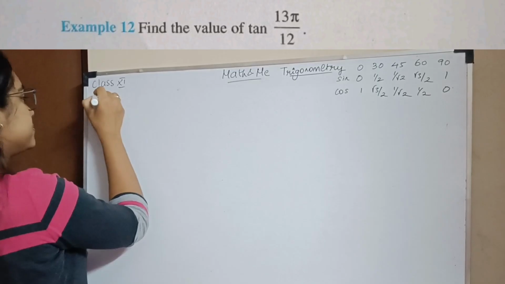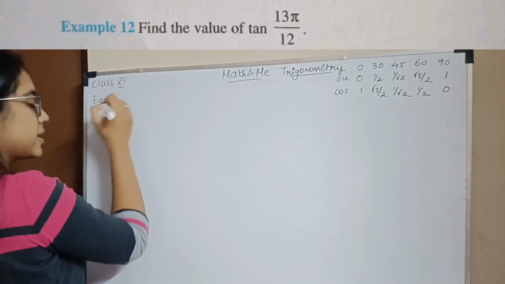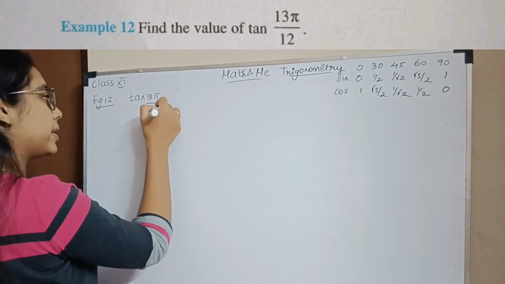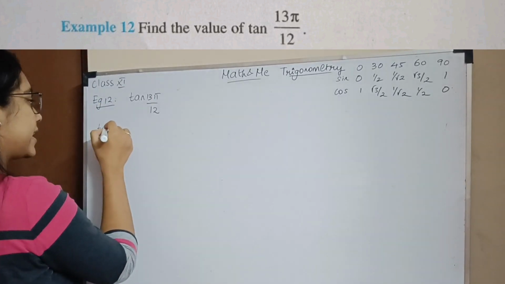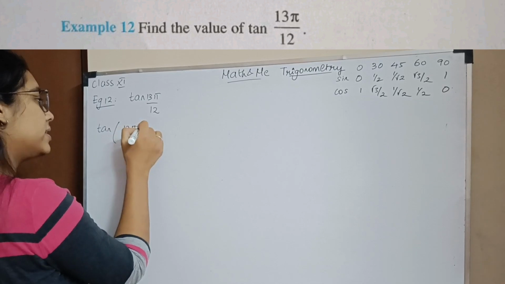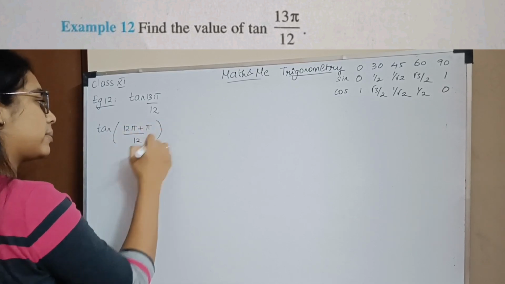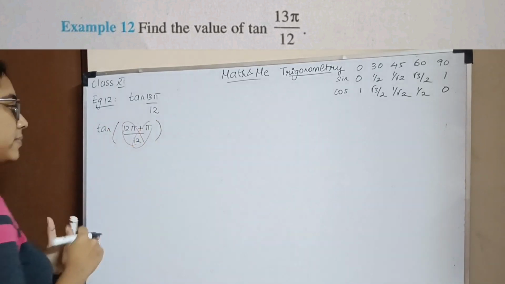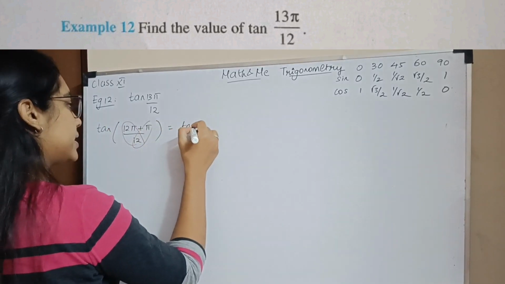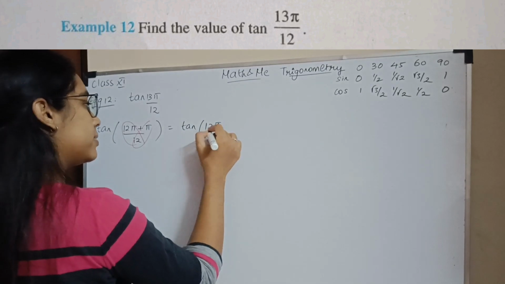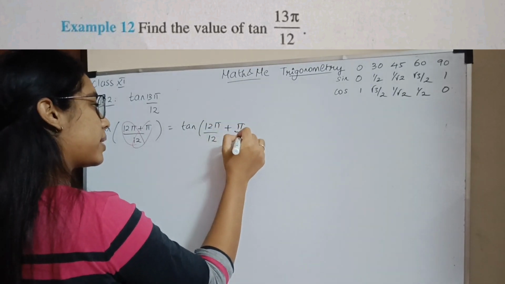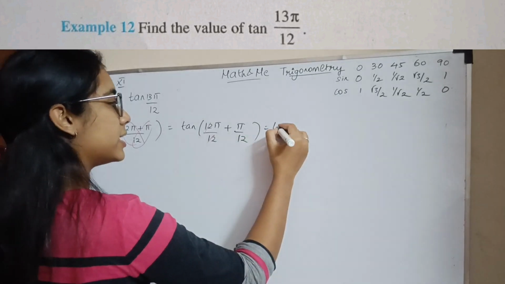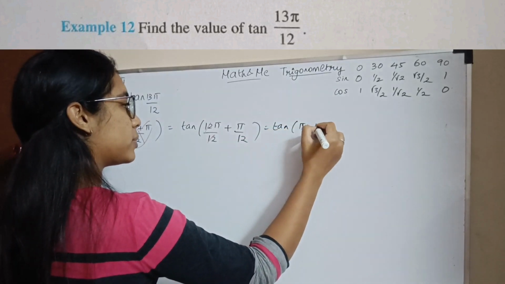Example 12. Find tan of 13 pi by 12. So this is tan of 12 pi plus pi by 12. Why am I doing this? I can cancel the 12 and the 12. This I can take separately. So I'll have tan of 12 pi divided by 12 plus pi by 12. 12 and 12 will get cancelled. So I am left with tan of pi plus pi by 12.